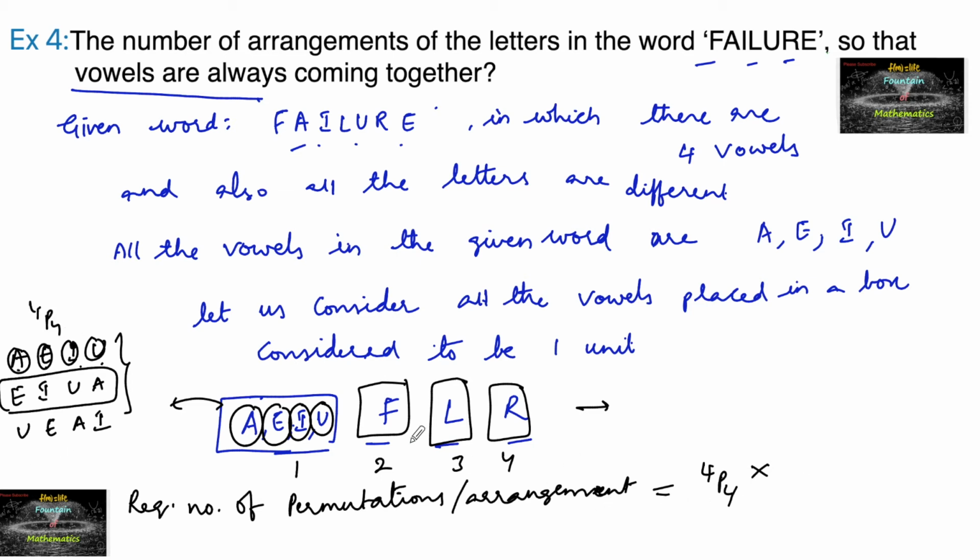So along with this arrangement, we need to arrange inside the box also. That comes under 4P4 again. So we are using the multiplication principle: 4P4 into 4P4, that is 4 factorial into 4 factorial. 4 factorial is 4 threes are 12, 12 twos are 24, 24 into 24, which is 576. So 576 is the answer, right?